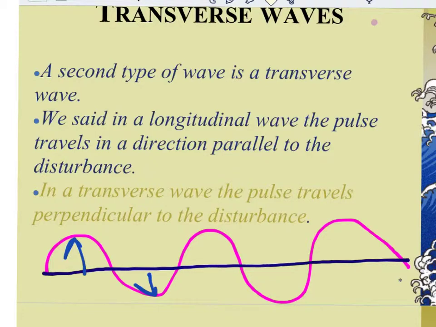A second type of wave is a transverse wave. We said in a longitudinal wave, the pulse travels in a direction parallel to the disturbance. In a transverse wave, the pulse travels perpendicular to the disturbance. Good. So in this case, we have the wave moving up and down. If I took a slinky and literally move my hand up and down, you're going to get a transverse wave because the slinky will appear to move to the right, but each individual particle will move up and down.